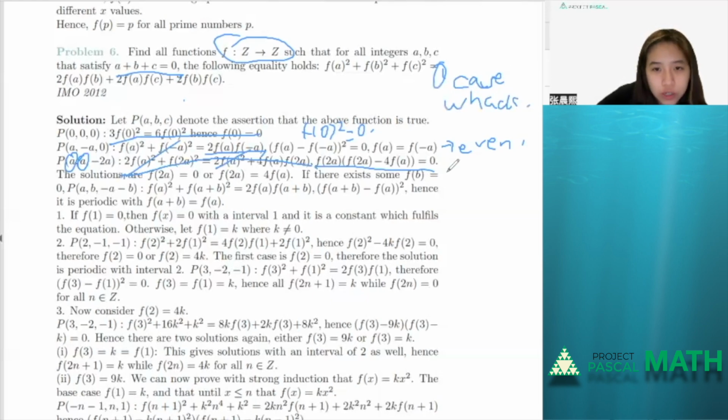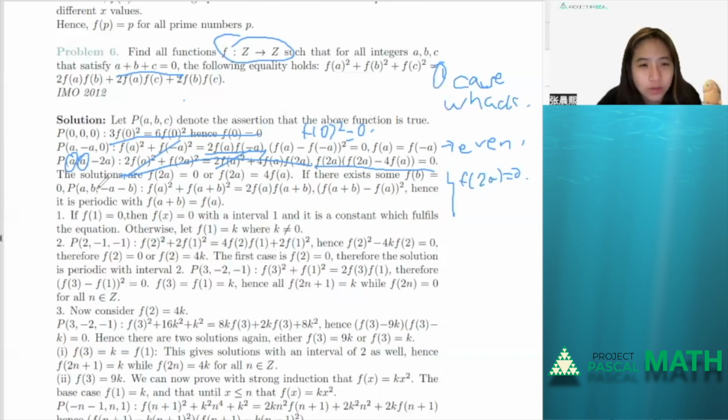So first you assume the formula, which is f(2a) = b. You suppose there exists some f(b) = 0, and then you substitute this b inside. So you get f(a) squared plus, oh yeah, you substitute in, and then you basically get that this thing equals 0, and hence it's periodic with this being true. And well, so now you check for f(1).